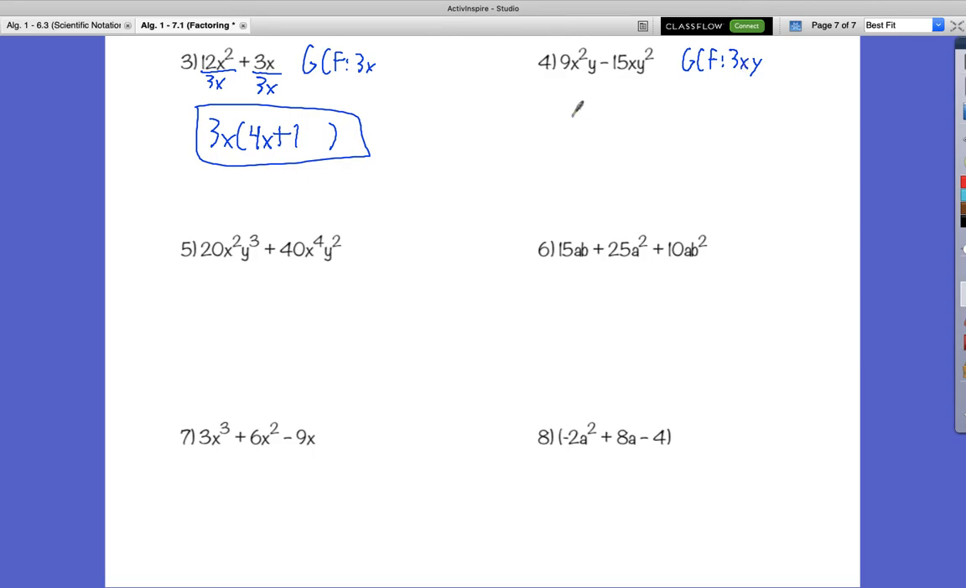Okay. So we're going to put this 3xy outside the parenthesis. And then we say, okay, well, it's 9x squared y divided by our GCF. And we can just go piece by piece. So what's 9 divided by 3? 3. And then what's x squared divided by x? x. And y divided by y, do we have anything left there? No, just the 1. So it's just 3x. And then we do the same thing here, 15xy squared divided by 3xy. So minus 5y. 15 divided by 3 is 5, x divided by x is 1, and y squared divided by y is y.